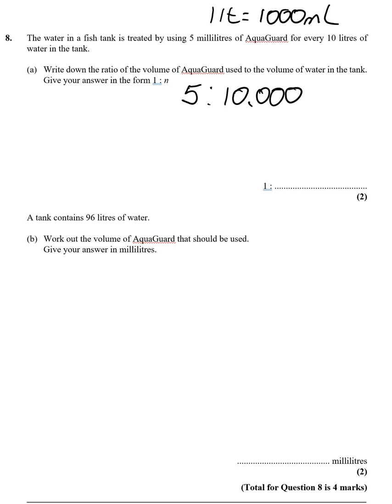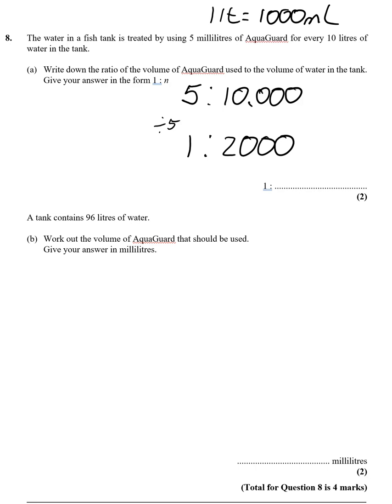So we need to get this to 1. We need to divide by 5. We need to divide this by 5. 10,000 divided by 5 is 2,000. Okay, so next question. The tank contains 96 litres of water. Work out the volume of AquaGuard that should be used.